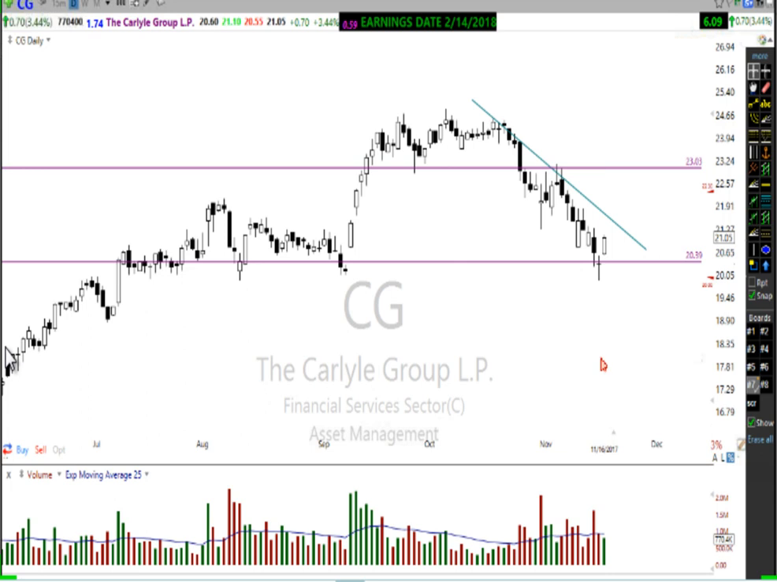The only way I'm going to be interested in CG is it's got to get back into an uptrend. The only way it can do that is break through, hold a higher low, give me a buy signal, give me a trend. Till then, this is a no trade for me. I spend no time with a chart.